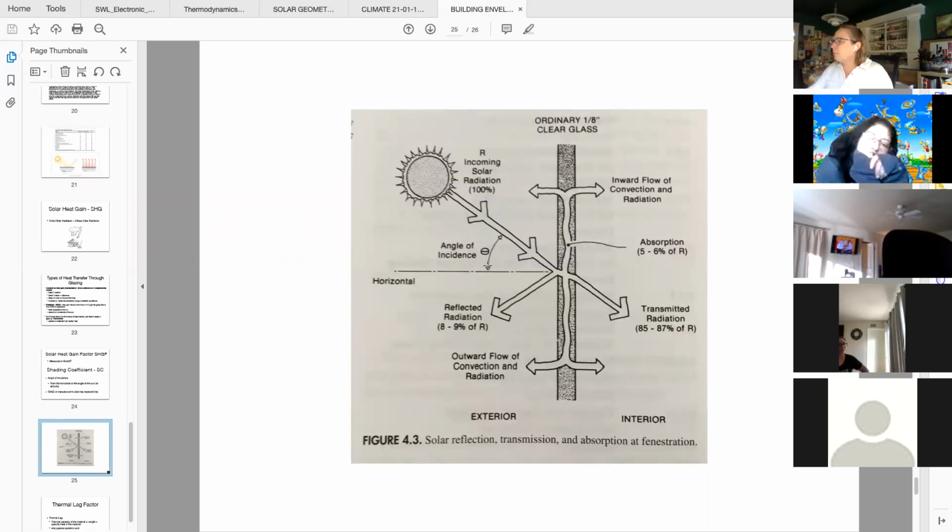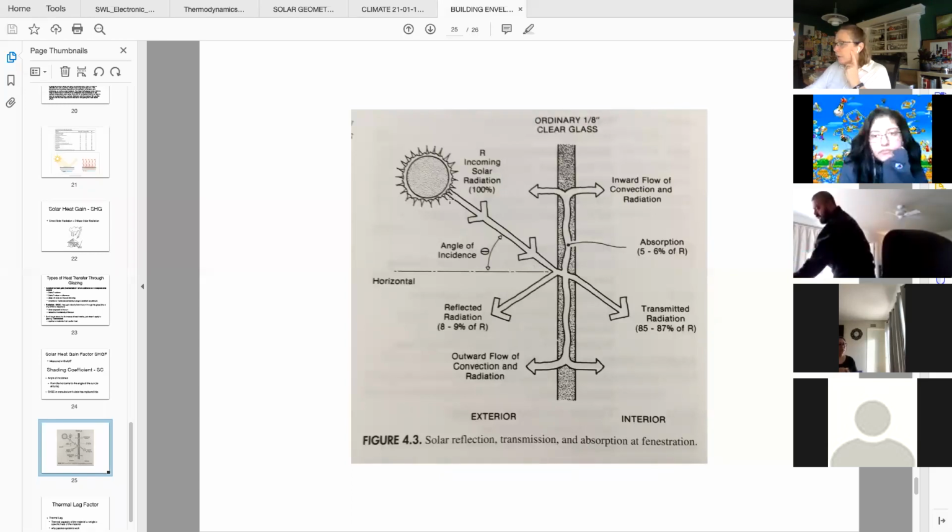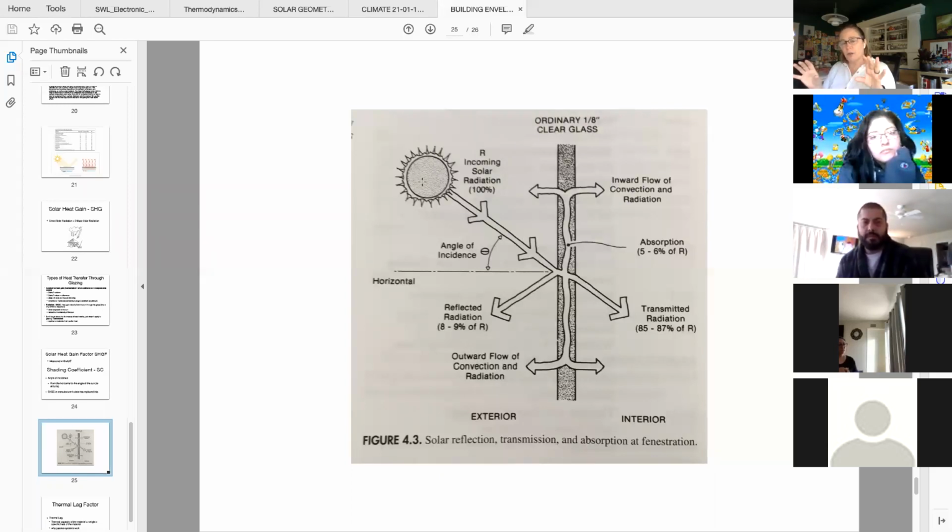So at one point earlier, the angle of incidence came up. That measurement is from an assumed zero ground plane to the angle of the sun, which is what we did when we looked at our sun charts and calculated what the angle of the sun was.